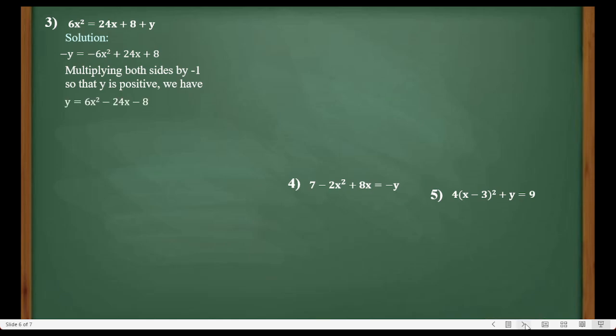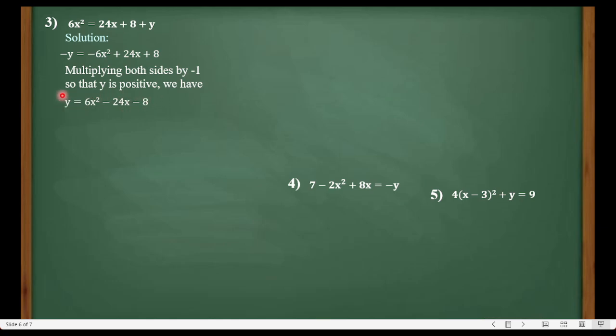So, basically, all terms, the sign of each term must be replaced. So if originally the term is negative, you make it positive. Or if it is originally positive, you make the term negative. And this is what happened to the equation.